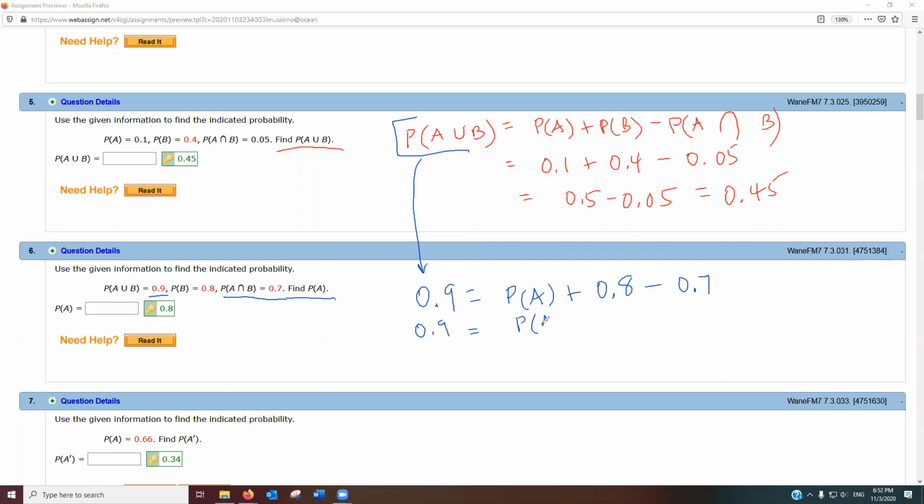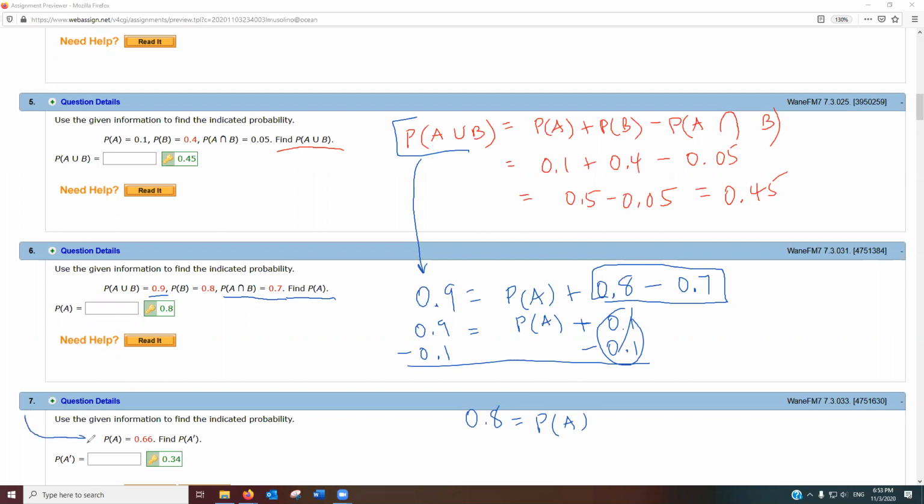On the right-hand side, 0.8 minus 0.7, that's 0.1. And the last step here is I'll subtract 0.1 from both sides. So it looks like probability of A is 0.8. So again, I use the same formula as we did in problem 5. It's just that the unknown quantity here was the probability of A. All right, well, let's go to number 7.